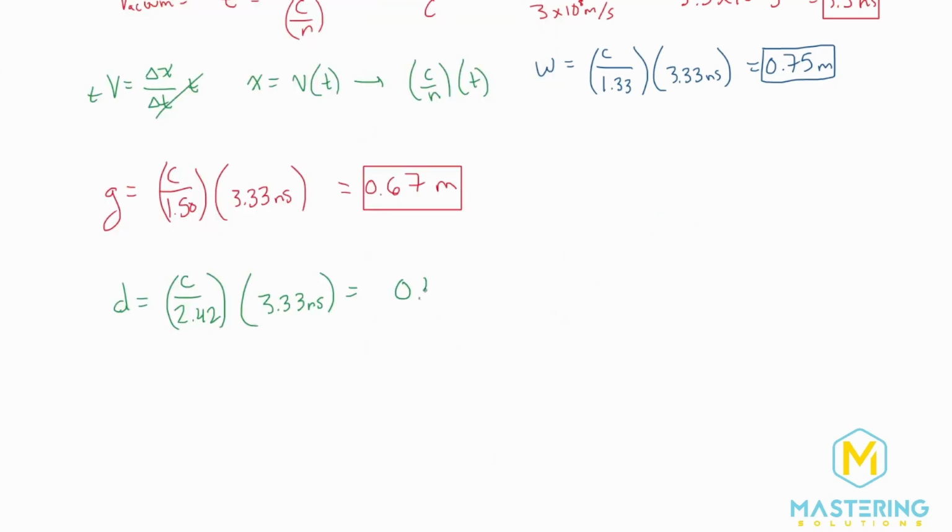So 0.41 meters. So you can see that the higher the index of refraction goes, the slower the speed of light is going in that medium. So it's going to go the least far in the diamond. The middle option, of course, is glass, and it's going to go the farthest in the water, and of course the furthest in a vacuum.